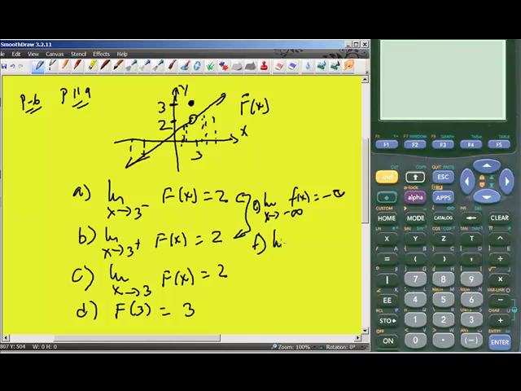And then F, limit as x goes to positive infinity of f of x. So when I go to the right, the curve is going up. Okay, that means it has no horizontal asymptote.